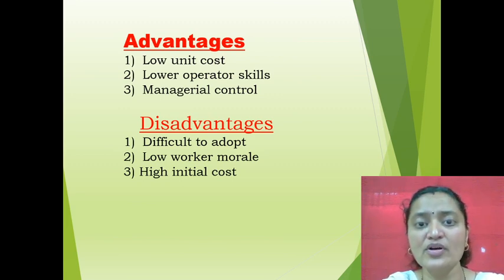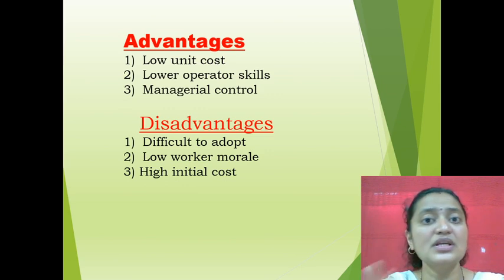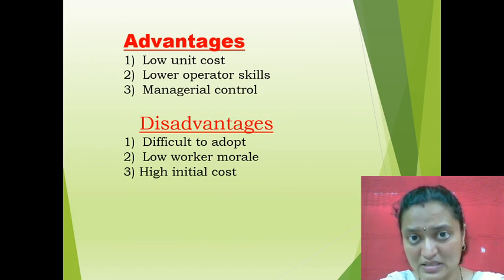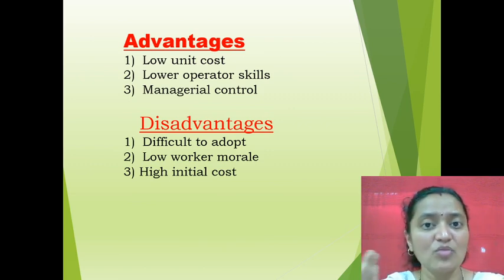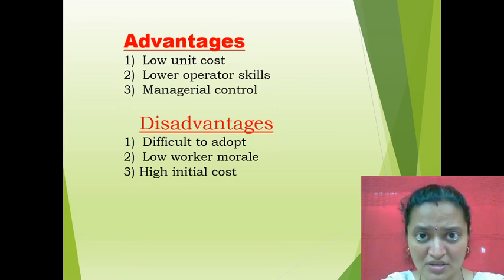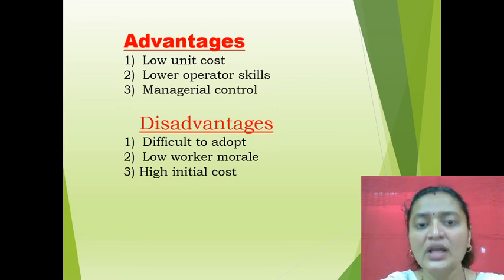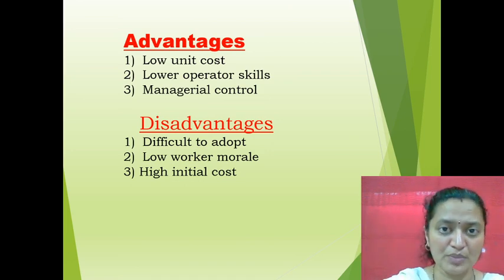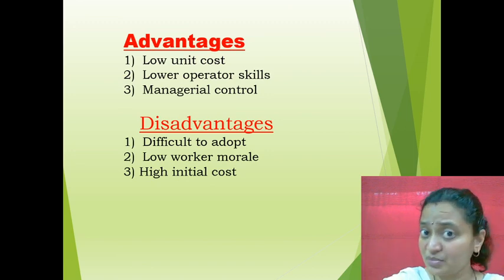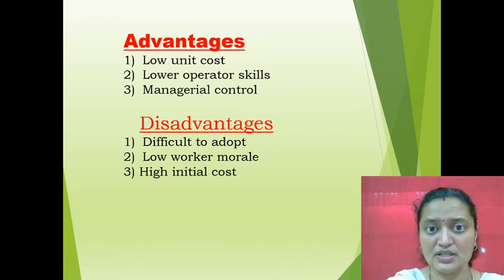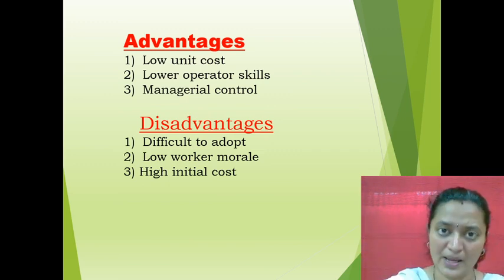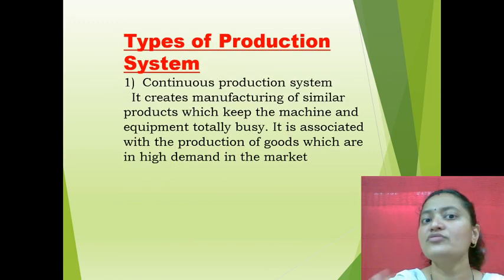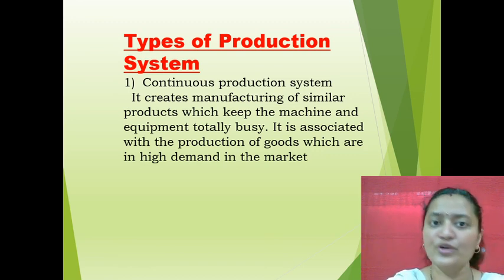Low worker morale means what? If the same repetitive task is given to the worker again and again, a sense of laziness or dullness will arise among the workers. He will not feel interested in doing any job. Then high initial cost. Whatever machines are to be purchased, or the servicing and maintenance cost, that cost is also high. So this is the first type of production system, that is, the continuous production system.